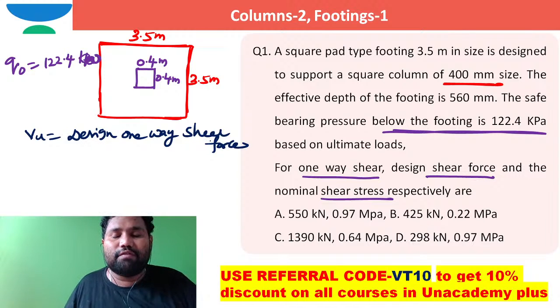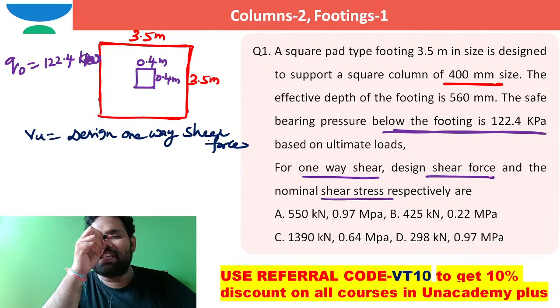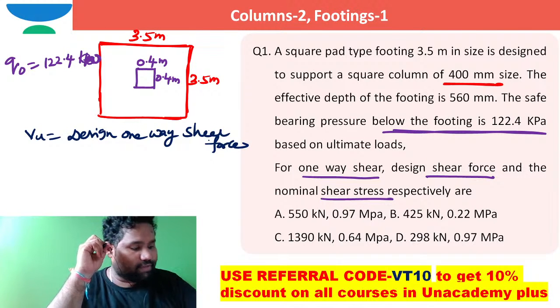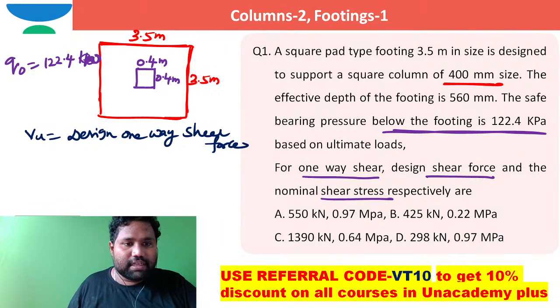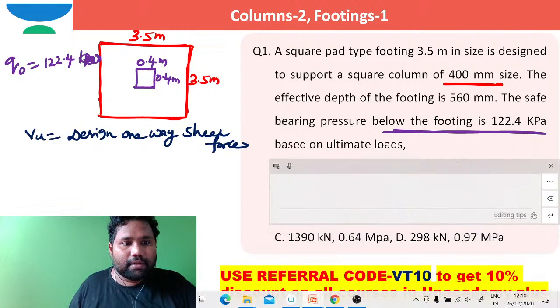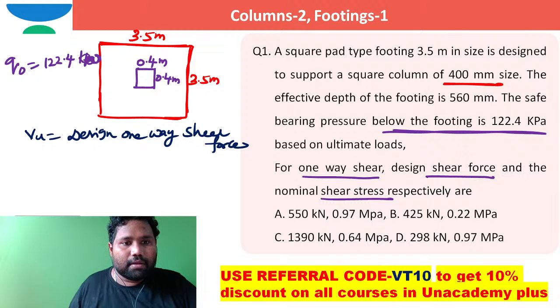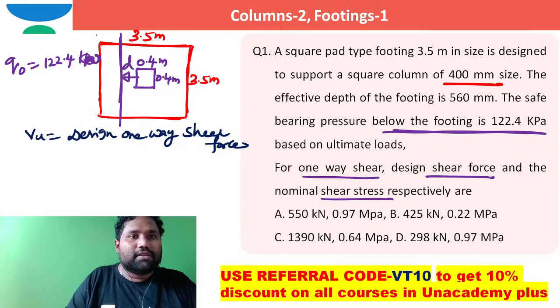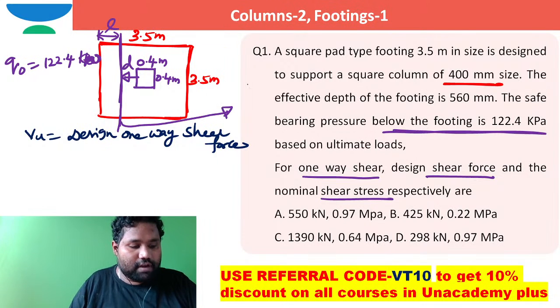The one-way shear is always checked from the face of the column at a distance of effective depth d from the face of the column, right? So if this is the face of the column, and this is acting at a distance d from the face of the column, this is the critical section for one-way shear. Here I can write this as 3 meter. This is the critical section for one-way shear.